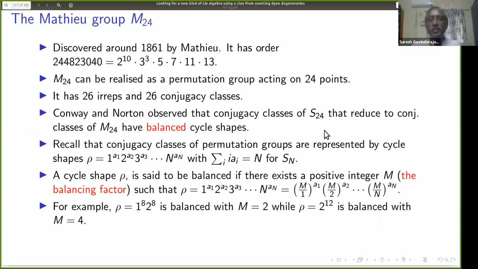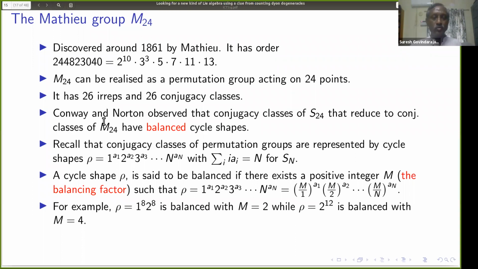For any permutation group, it is known that conjugacy classes are given by cycle shapes. You look at some element and you say it permutes things. If 1 goes to 3, goes to 4, comes back to 1, that's a 3-cycle. Any conjugacy class will have an invariant which says there are a1 1-cycles, a2 2-cycles, a3 3-cycles, up to an n-cycles. For Sn, that's what you will get. In this case it's S24, so this summation should be 24, of course, and n cannot exceed 24.